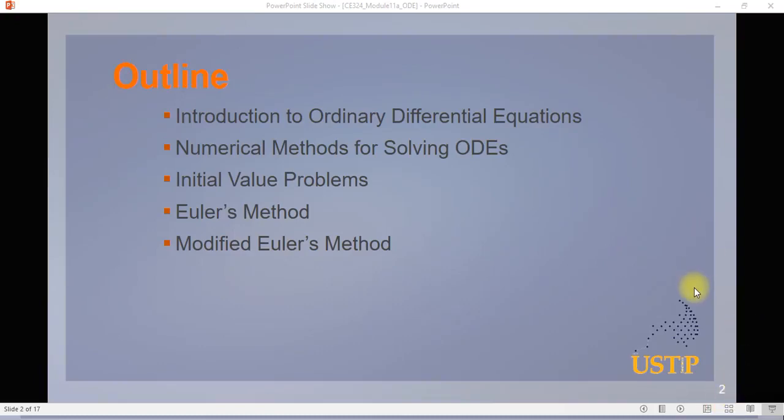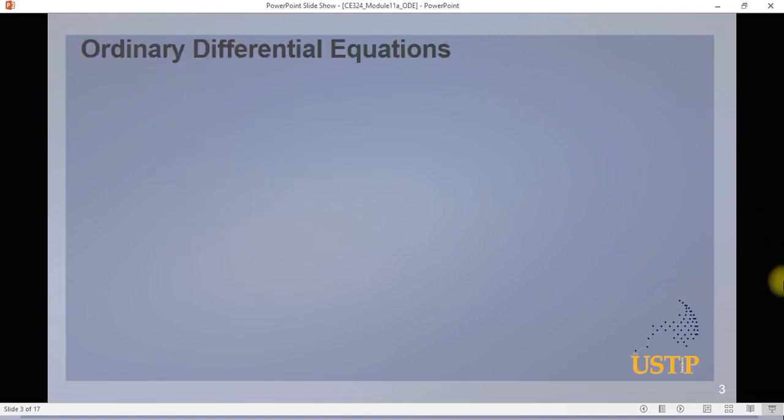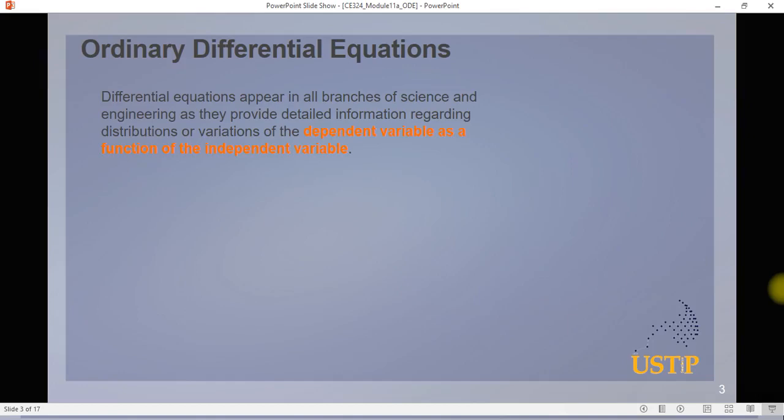Numerical methods for solving ODEs, then the initial value problems, then we will have the Euler's method, and then the modified Euler's method. So, okay. So, what is an ordinary differential equation? So, differential equations, actually, you already have gone through differential equations, right?